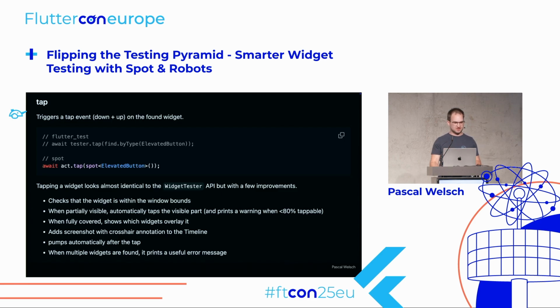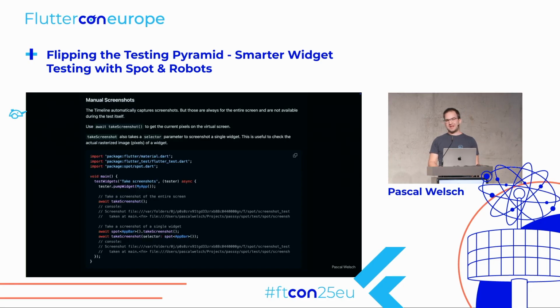And yeah, we pump automatically, so you don't have to call pump, like the single pump for a single frame after a tap. We do this automatically. It saves a ton of code once we introduce this change. And if multiple widgets are found, we are not telling you, "We could not tap that button because there are 5 of them." We tell you, oh yes, we have 5 of them. Which of them do you actually want to tap? Here's the context where they are located. You can see on the screenshots all the buttons that are highlighted because we found them.